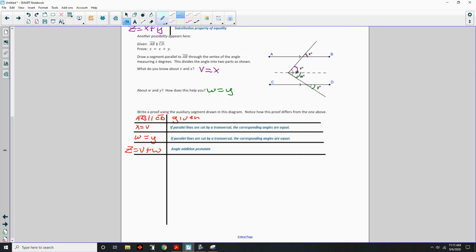And now we can say z equals, well, what does v equal? V equals x, so replace x with v. W is equal to y, so I can put y in place of w. So now we have what we're trying to prove, z equals x plus y. Reason? Okay, substitution property of equality, and we are done. So there's two ways to do this proof, and there's probably more, but there's two.